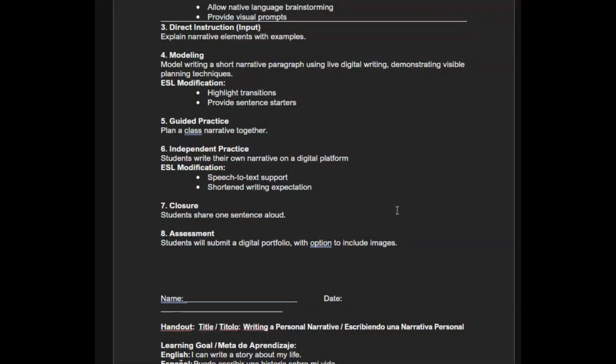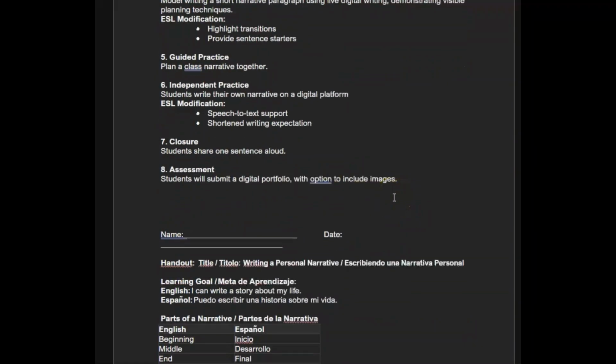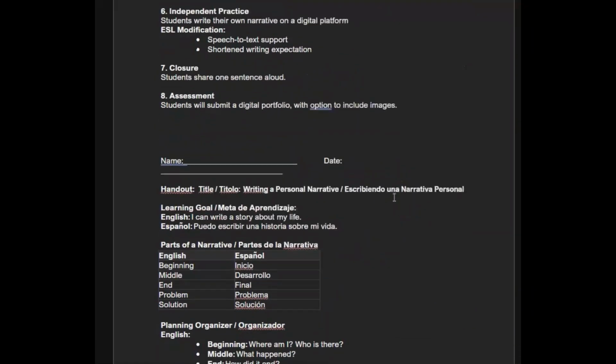Guided practice is going to be to plan a class narrative together. For independent practice, the students will write their own narrative on a digital platform, with the ESL modification of maybe using speech-to-text support or shortening the writing expectation. Now, at the end, the students will share one sentence aloud, and then they will submit a digital portfolio with an option to include images.